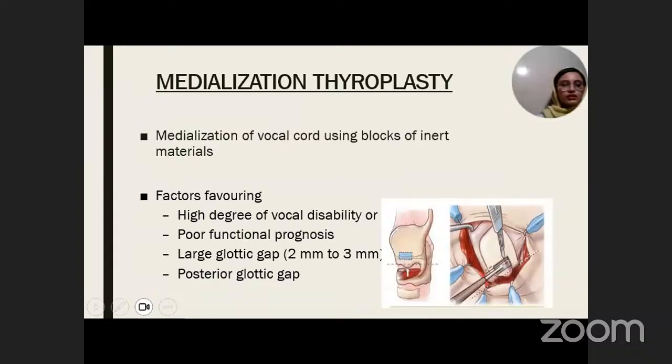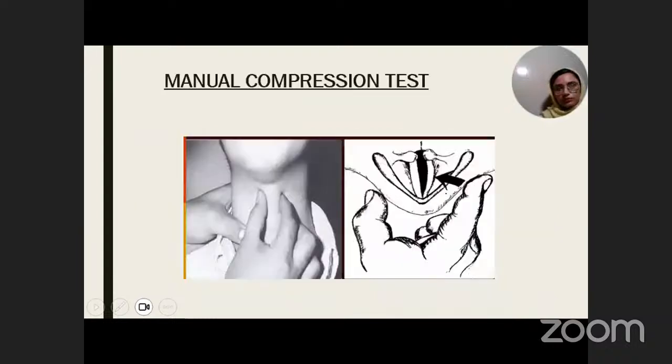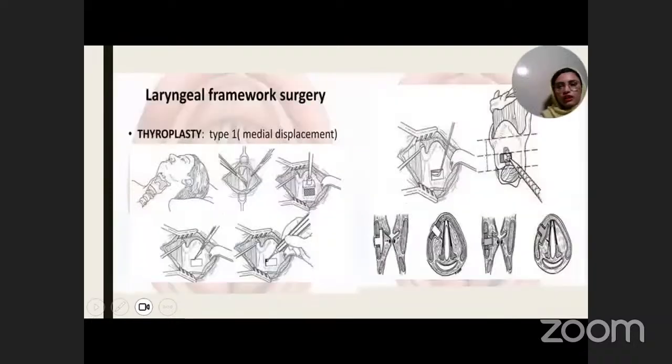Medialization thyroplasty is done in cases where there is a high degree of vocal disability, poor functional prognosis, and a large glottic gap greater than 3 mm and posterior glottic gap. In this case, medialization of the vocal cord is done using blocks of inert material. Before doing medialization thyroplasty, a manual compression test is done. Pressure is applied at the level of the vocal cords. If voice is improved, do medialization thyroplasty, and if there is no improvement, do arytenoid adduction.